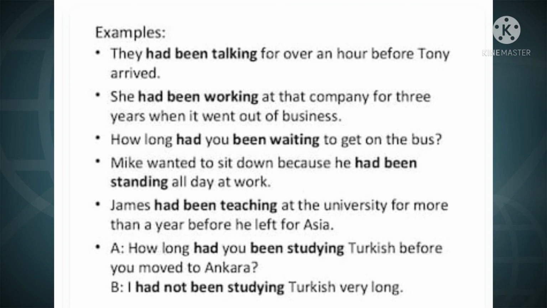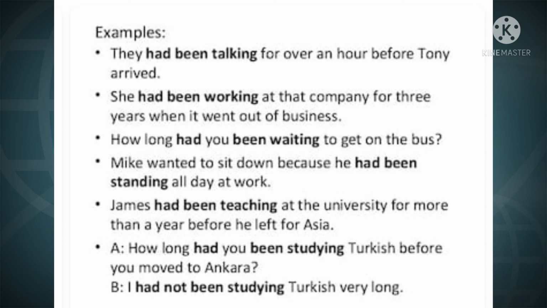Okay, she had been working at that company for 3 years when it went out of business. See, she had been working, that means she continued to work for a long period of time in that company, and also this is for 3 years, but it was completed in the past. That is the difference between the present and past. And when it went out of business, that's what is told in the sentence. Look at all these other examples also.